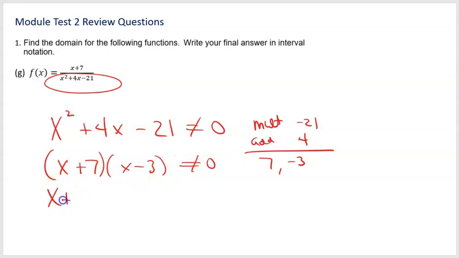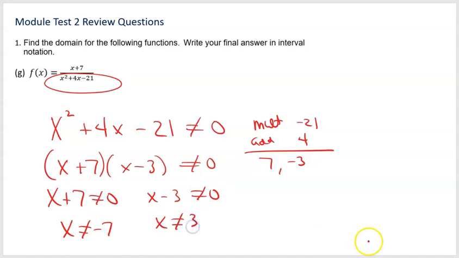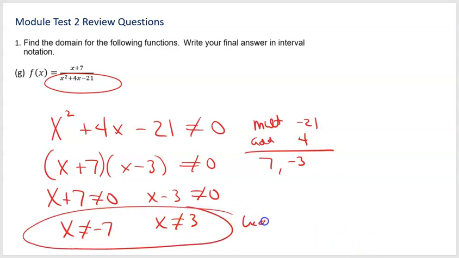You separately set each one of those factors to not equal to 0 or equal to 0, depends on what you're more comfortable with. That means x cannot be negative 7 and x cannot be 3 when I add the 3 to both sides. Now this is where the function is undefined. This function is undefined at negative 7 and at 3.